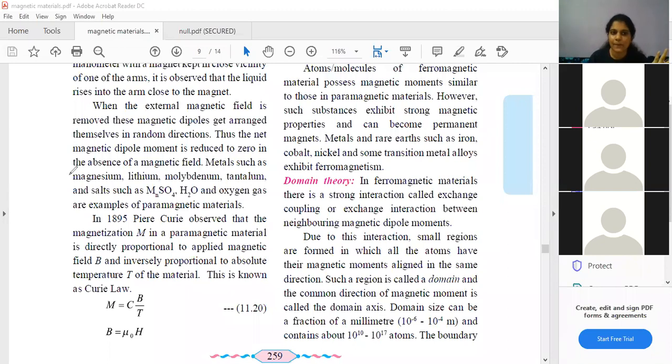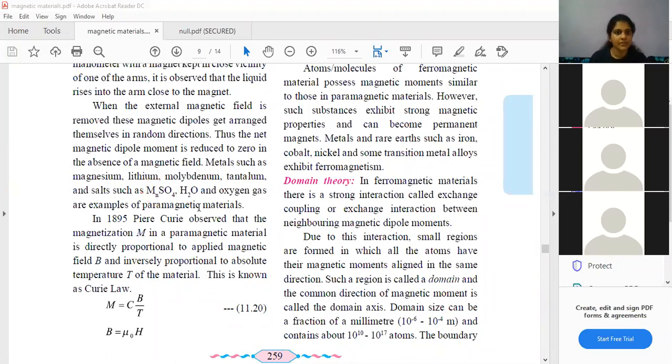Next, these are examples that show paramagnetism: magnesium, lithium, molybdenum, etc. What is this MnSO4, students? This is manganese sulfate. I had written it somewhere. Okay, this is manganese sulfate. This is not M subscript N. Mn is the symbol of manganese. There is an error over here. Okay, the N has gone into subscript.